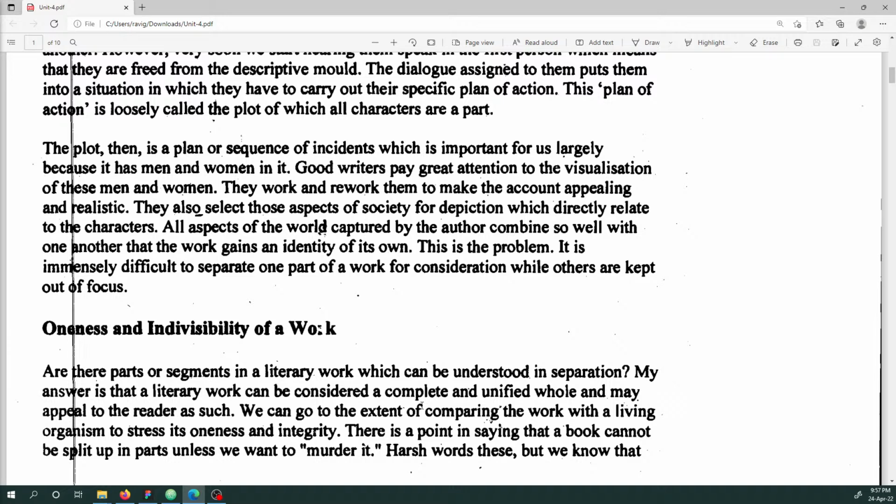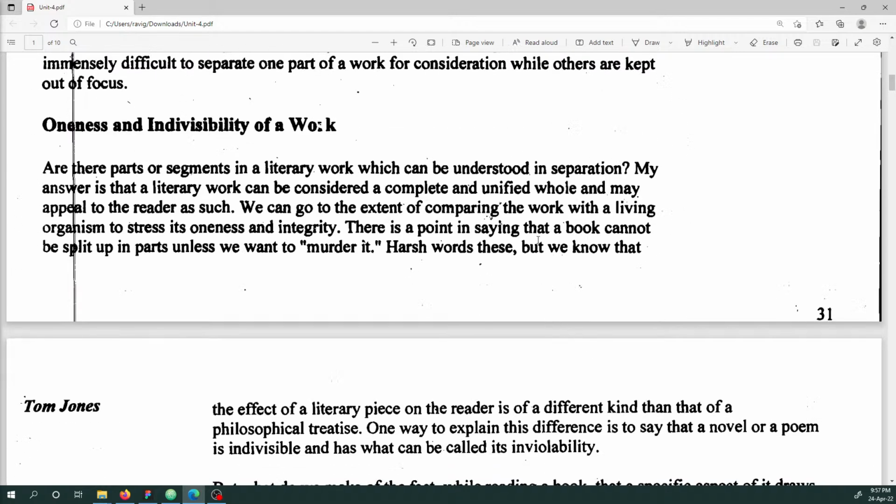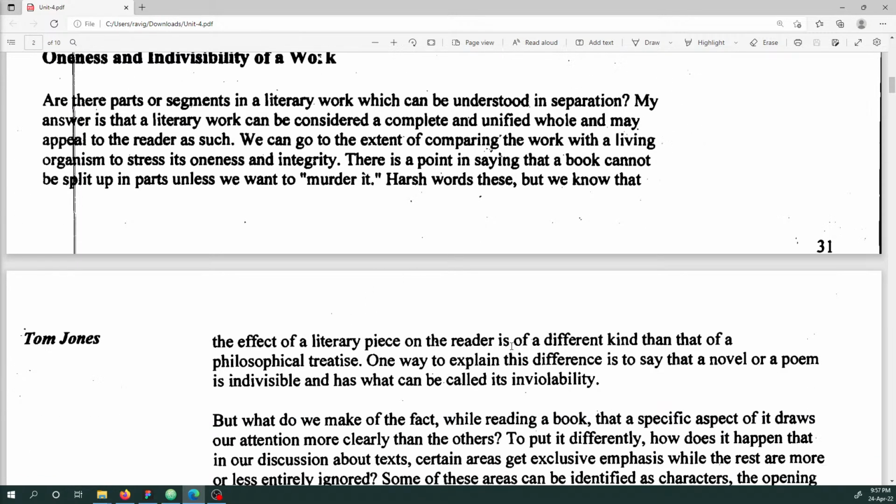There is a point in saying that a book cannot be split up in parts unless we want to murder it. Harsh words these, but we know that the effect of the literary piece on the reader is of a different kind than that of a philosophical treatise.